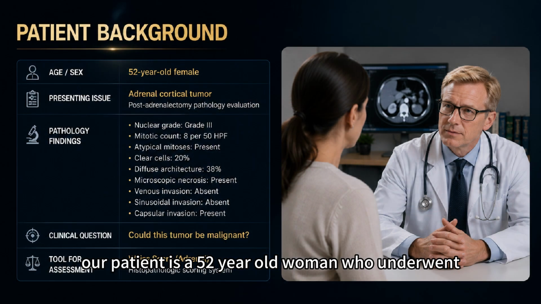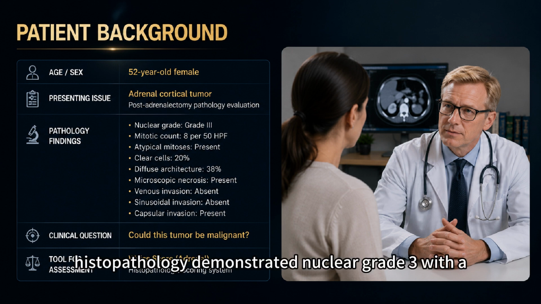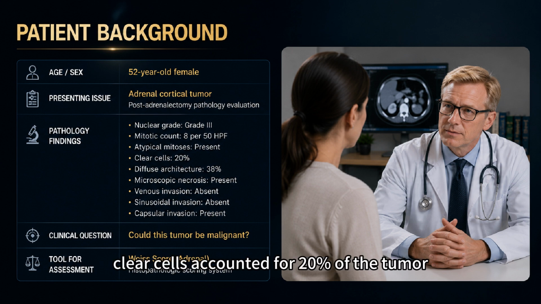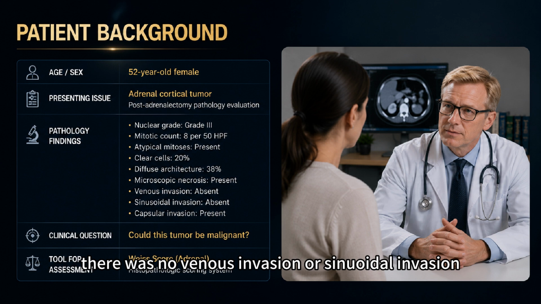Our patient is a 52-year-old woman who underwent adrenalectomy for an adrenal cortical tumor. Histopathology demonstrated nuclear grade 3 with a mitotic count of 8/50 high-power fields. Atypical mitoses were present. Clear cells accounted for 20% of the tumor. Diffuse architecture involved approximately 38% of the tumor. Microscopic necrosis was present. There was no venous invasion or sinusoidal invasion.